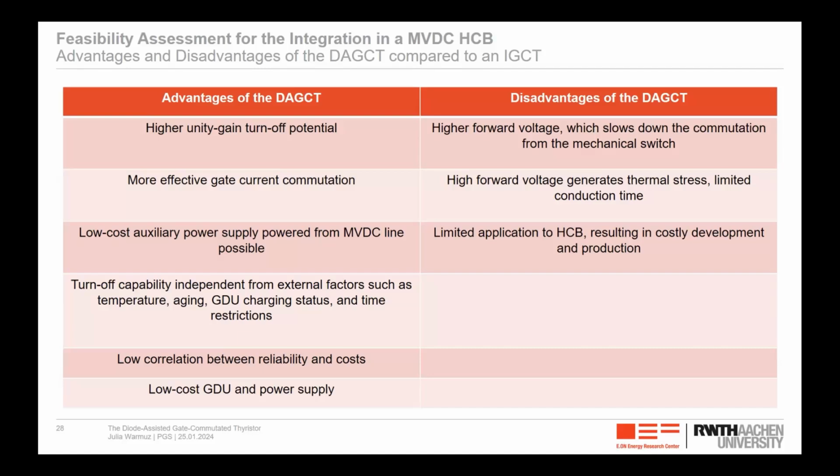And this very high forward voltage, of course, generates thermal stress. The losses are not of importance for a hybrid circuit breaker, but it still limits the conduction time. And we have a limited application to the hybrid circuit breaker, because I constructed a device with immensely high losses in its conduction state, so you can't really apply it in other ways than in a hybrid circuit breaker.